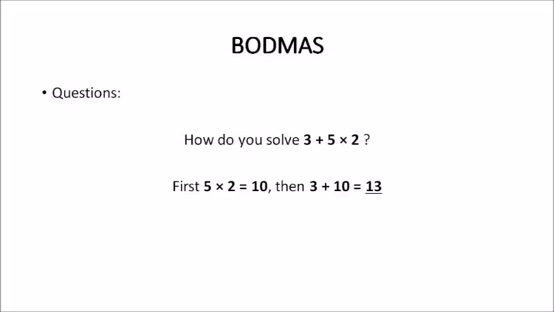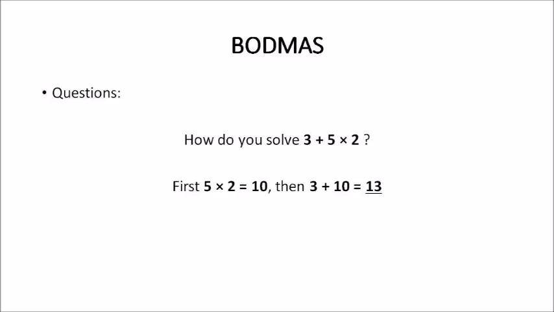So first we'll do 5 multiplied by 2, which is equal to 10. And then we'll add 3. So 3 plus 10 is equal to 13 according to BODMAS. And this question was pretty simple. It's only two order of operations, but even if there were other pluses and minuses or whatever, just follow the BODMAS rule. Always follow the BODMAS rule.